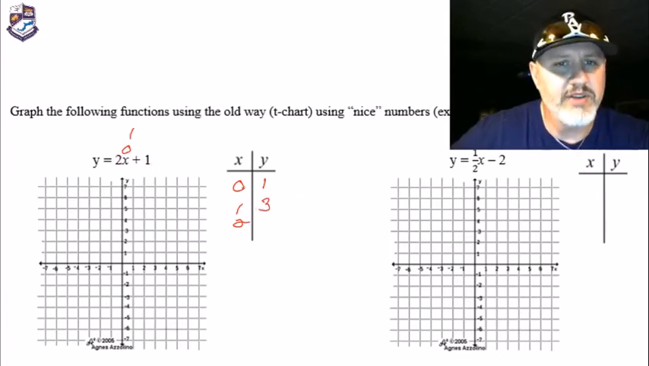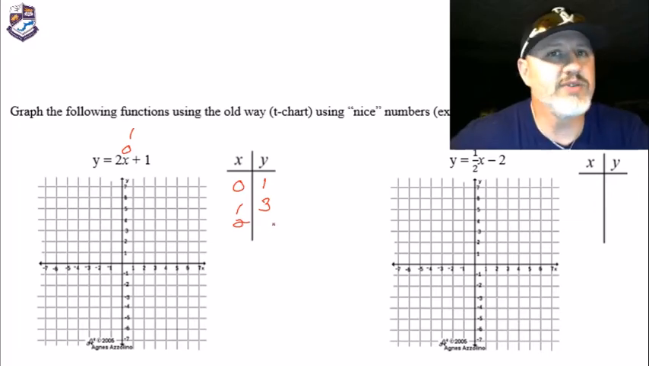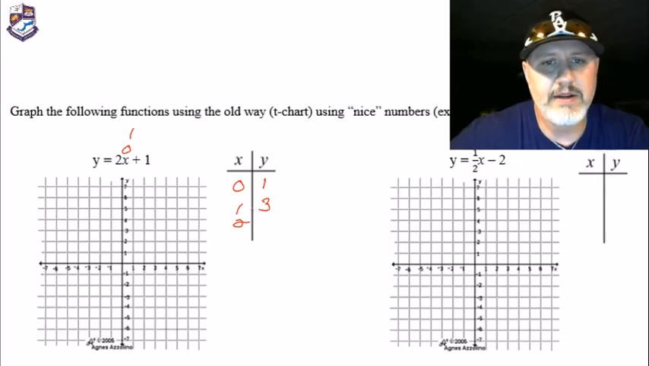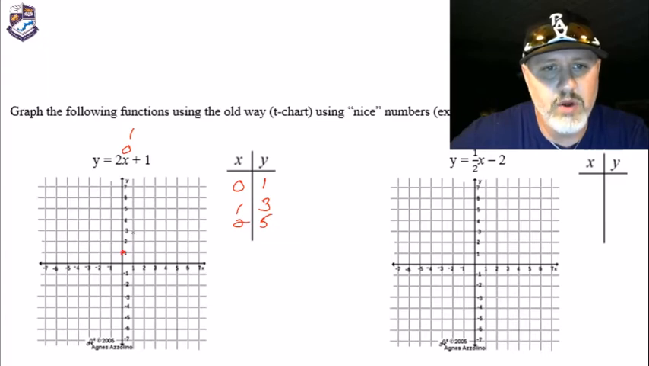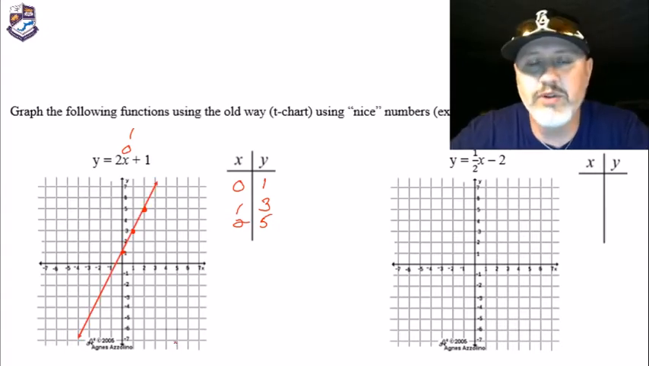And I'm going to look for a pattern. Look at 0, 1, 2, 1, 3. Can you guess what that last number is going to be? 2 times 2 is 4 plus 1 is 5. Yeah. So if I graphed it, I get 0, 1, 1, 3, and 2, 5. That's graphing the old way. Then you take your line. That's what the line would look like.